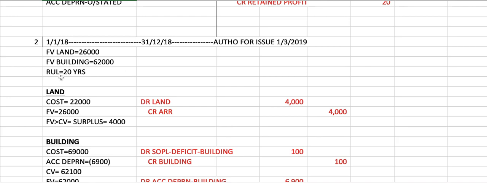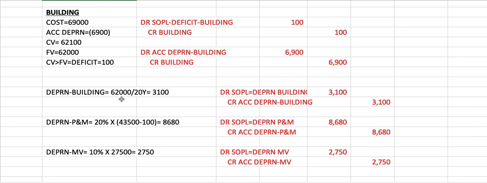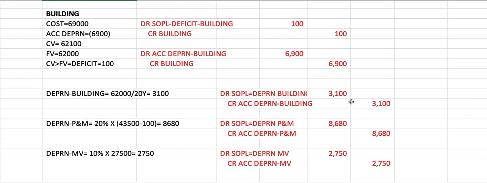So divided by the remaining useful life given in the question, 20 years. So we calculate that 62 minus 20 years, so you get 3,100. So this is the journal entry for the depreciation.